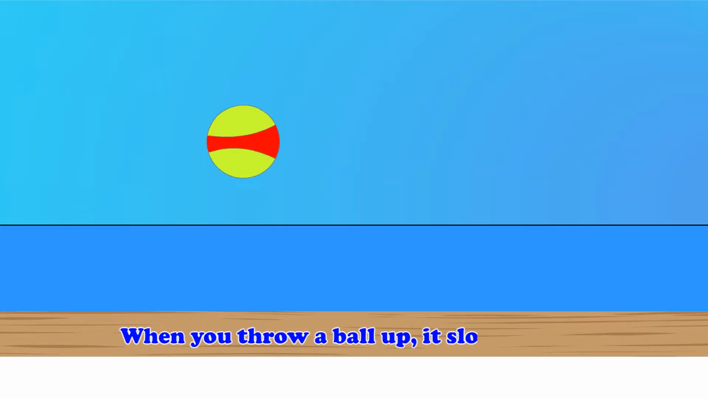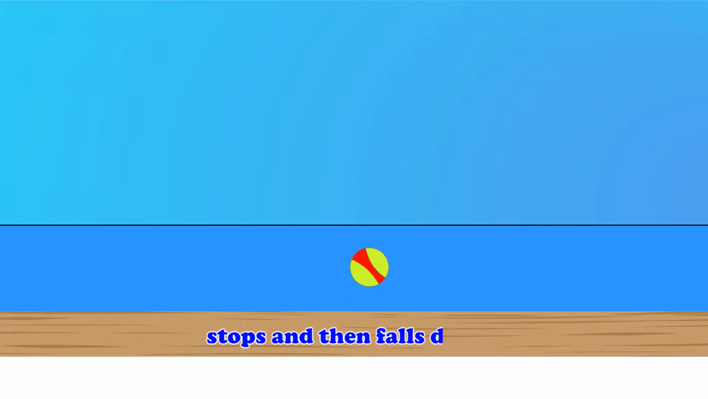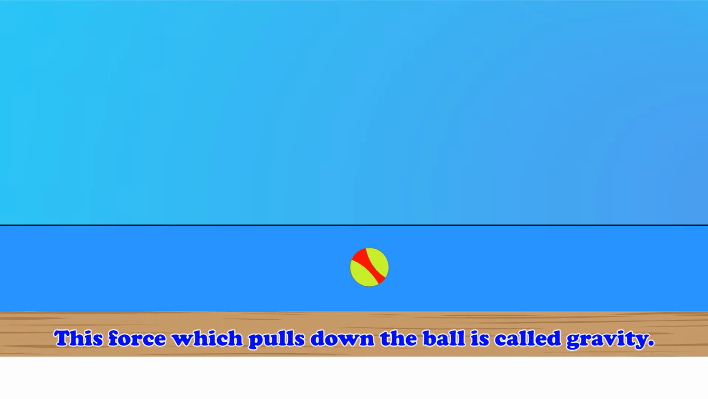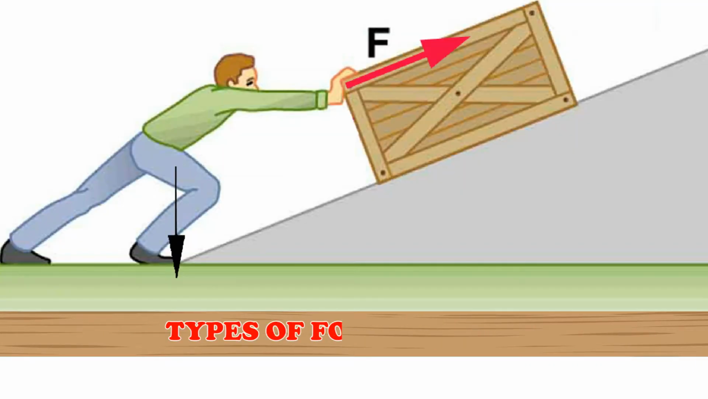When you throw a ball up, it slows down, stops, and then falls down. This force which pulls down the ball is called gravity. Types of forces. Gravity.